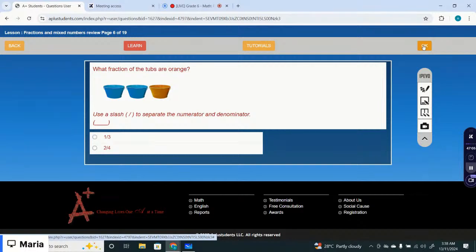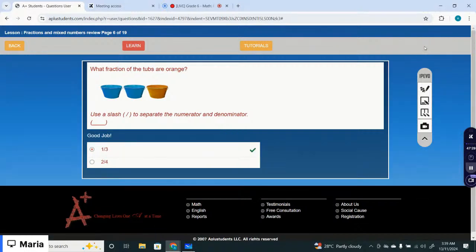What fraction of the tubs are orange? Which is the correct option? That is 1 over 3. Option number 1 is the correct option.